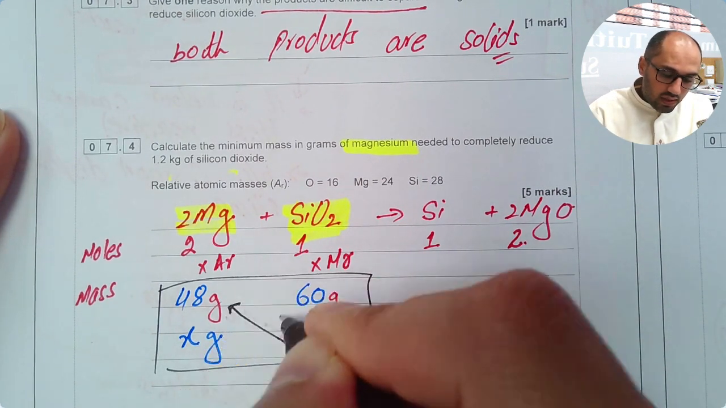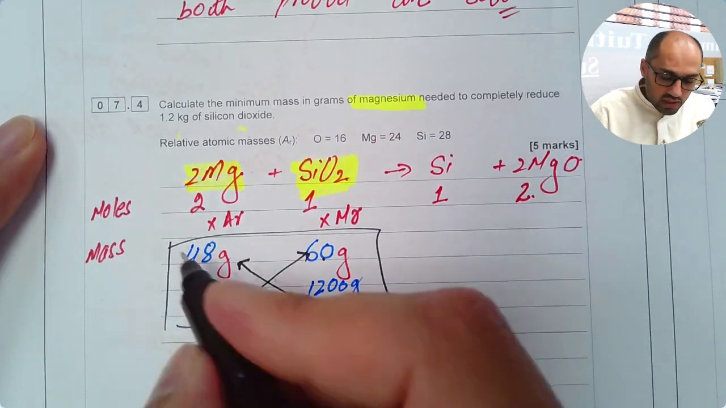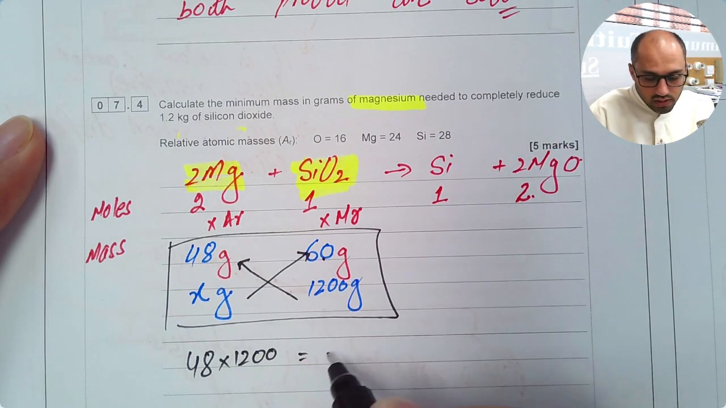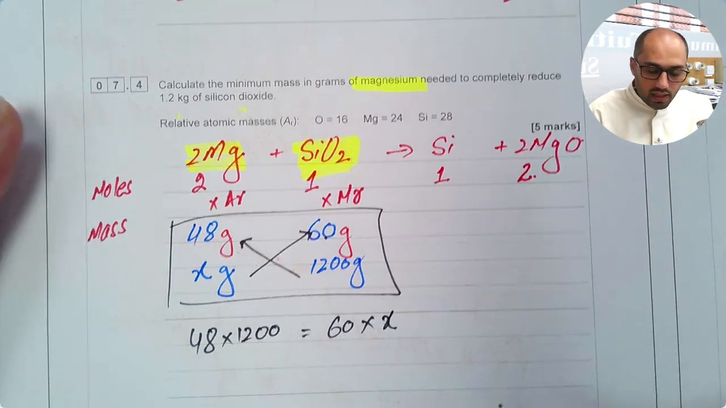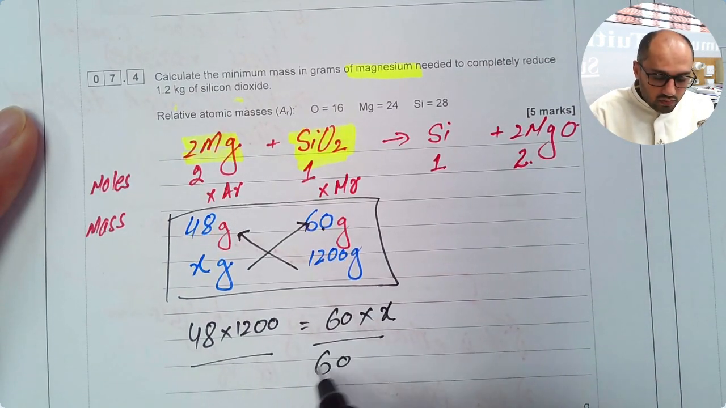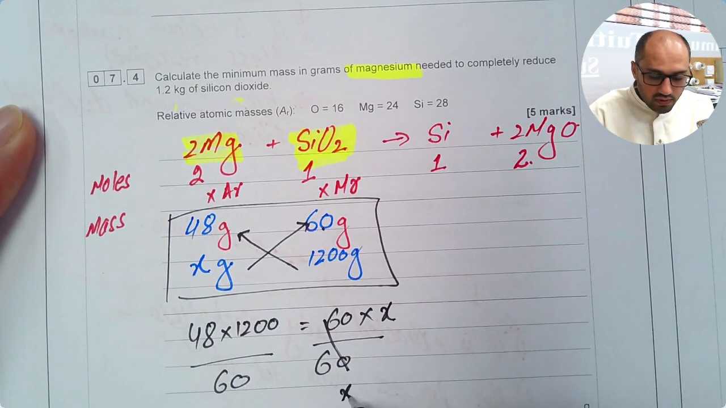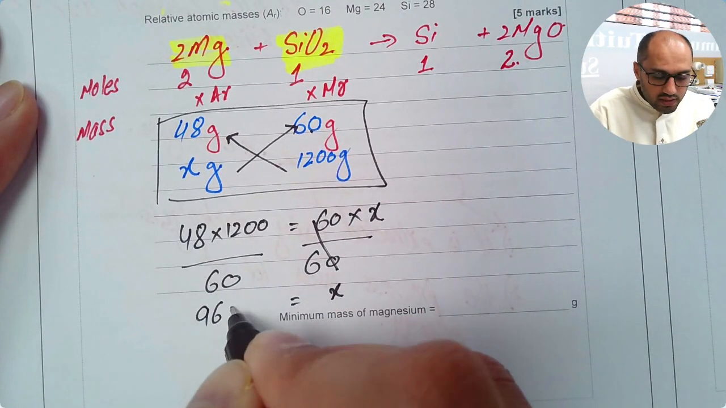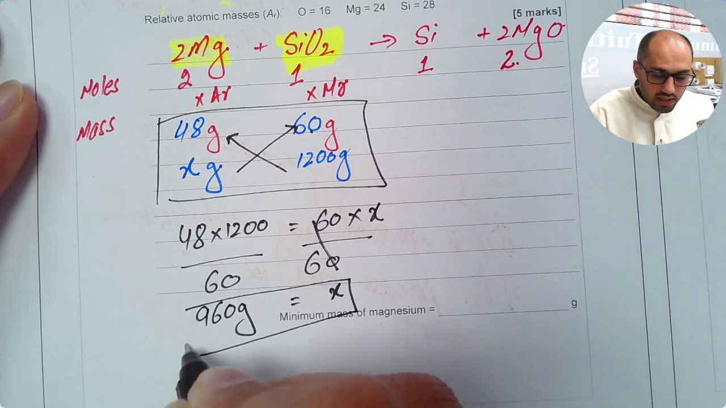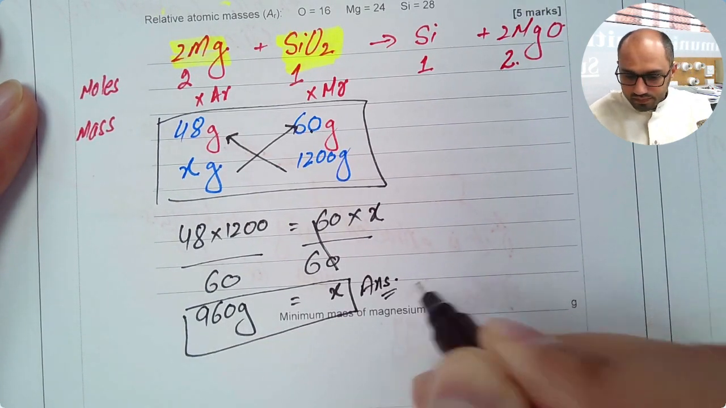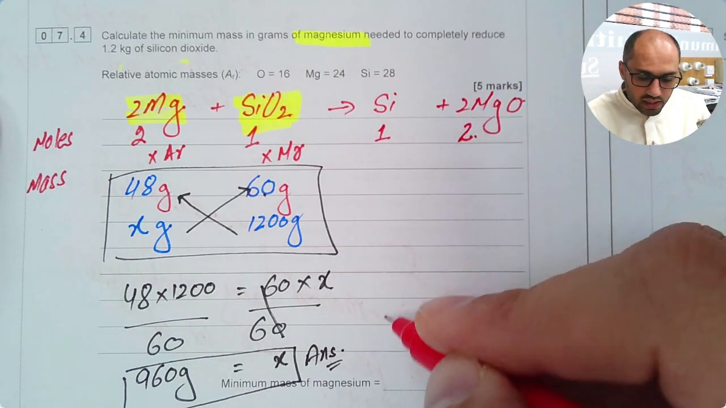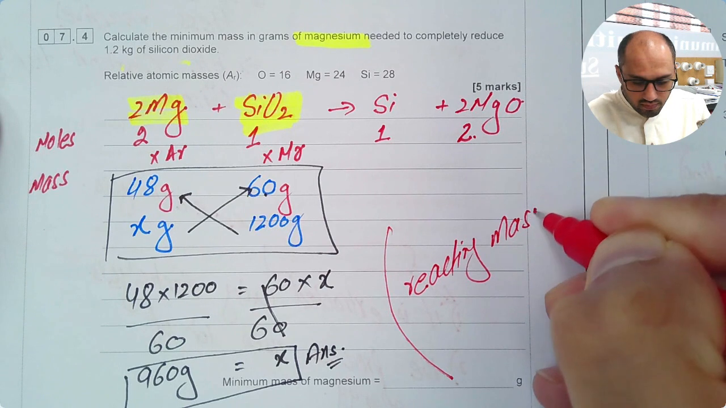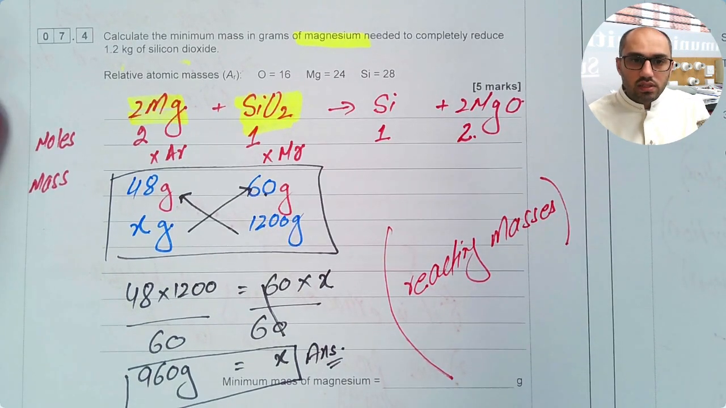You cross multiply them and equate. So you'll multiply 48 times 1200 equals 60 times X. And if you divide both sides by 60, this will cancel out, leaving you with X being equal to 960 grams. And this is my answer. So this question is about reacting masses, and this is how we solve these types of questions.